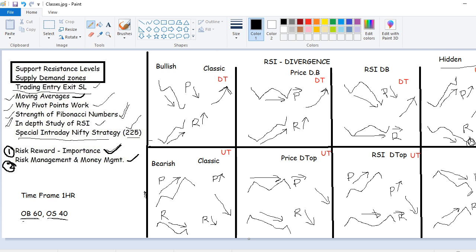See guys, whoever spent the time, it's almost a 55 minute, 1 hour video, but still it is worth it. If anybody missed the previous video, or already watched the previous video, still don't mind, watch it again. It is worth it. You'll get new things, and there came the hidden divergence, both hidden divergences.